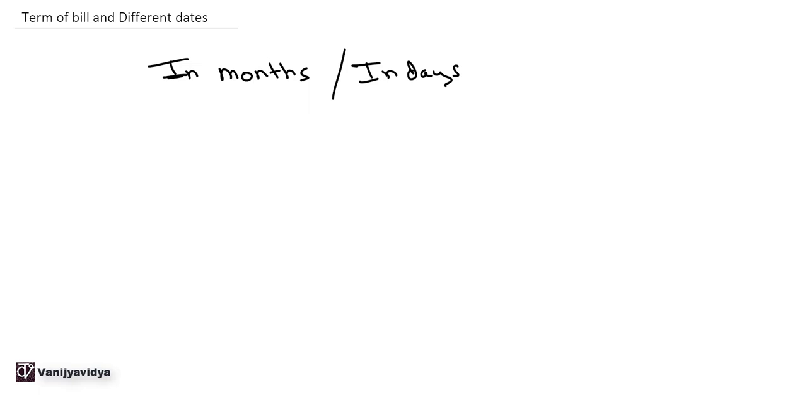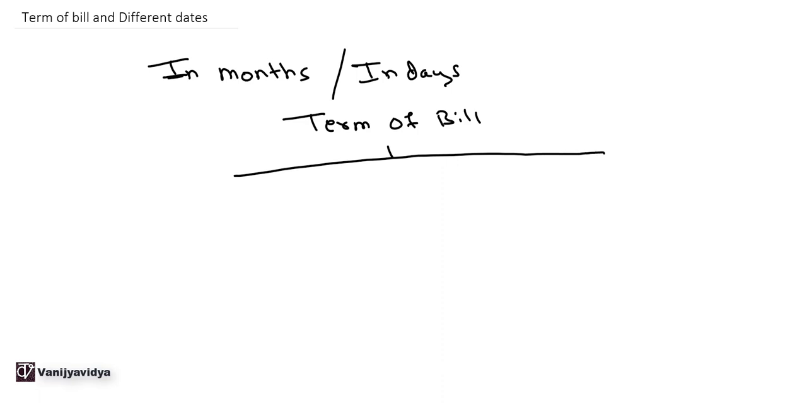To calculate the term of the bill, there are two types. One is after date. After date is after the date of the bill. So the period is specified and we have to calculate that period after the date of the bill. Then the other one is after sight.